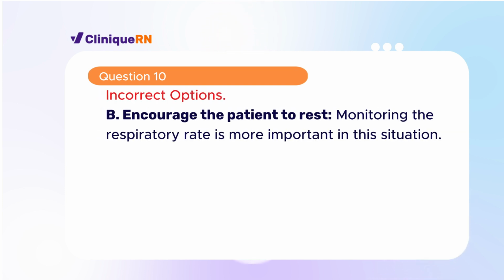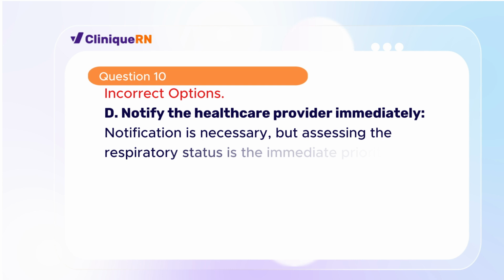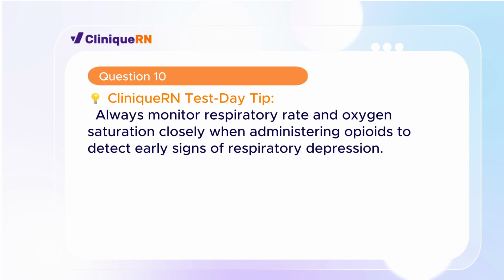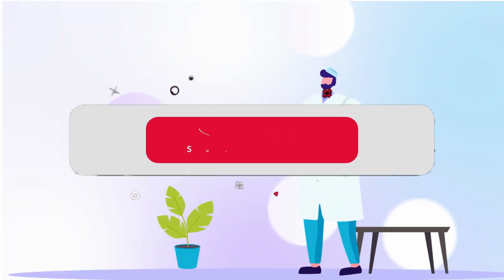B. Encourage the patient to rest. Monitoring the respiratory rate is more important in this situation. D. Notify the healthcare provider immediately. Notification is necessary, but assessing the respiratory status is the immediate priority. NCLEX-RN test day tip. Always monitor respiratory rate and oxygen saturation closely when administering opioids to detect early signs of respiratory depression.